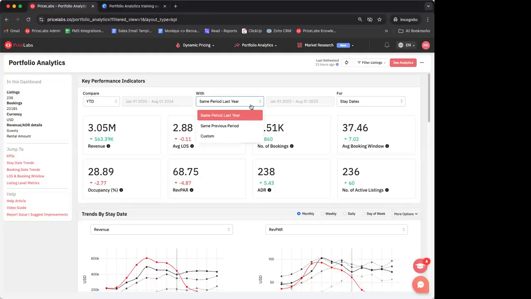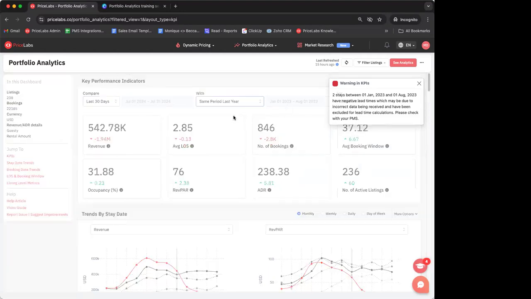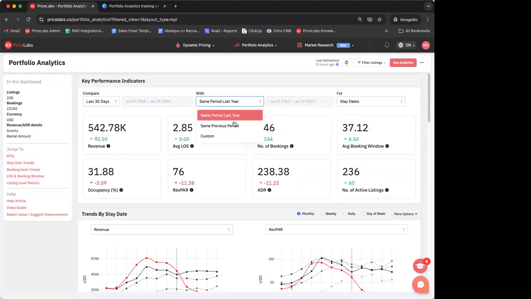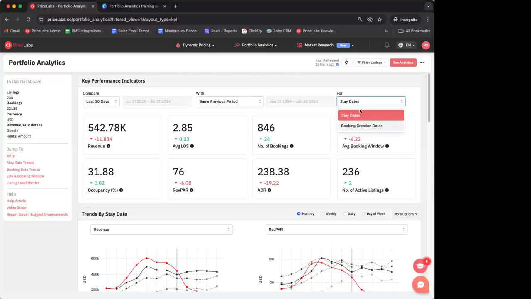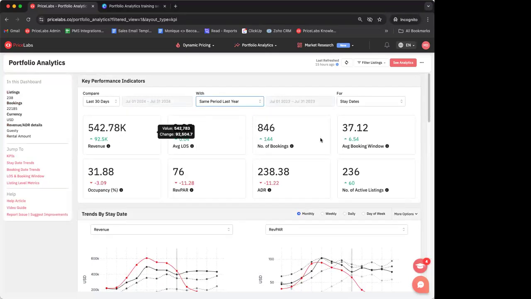You can also change the dates here to custom. It doesn't really make sense for year to date, but if you were looking at the last 30 days, you can do same period last year, or you might want to look at same previous period, which would look at the previous 30 days. The last thing you have the ability to look at is stay dates versus booking creation dates. All of this data right here is showing us the KPIs based on the current stay date. So when is the reservation happening?